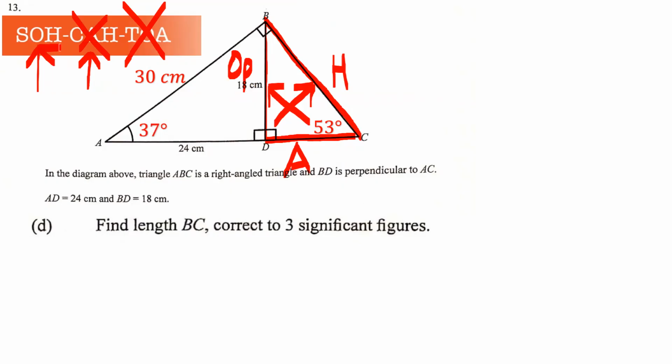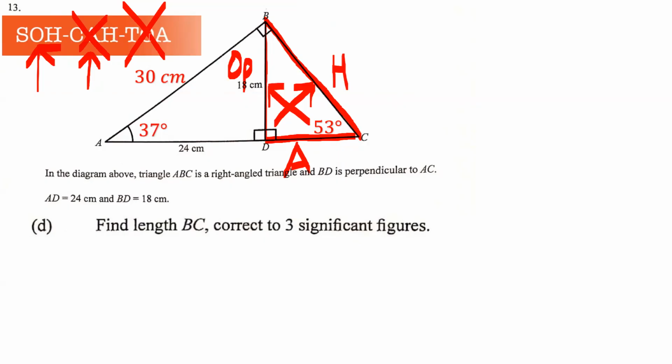Why are we using sine again? Because we have the opposite, which is 18 centimeters, and we are trying to find the hypotenuse, which is unknown, but we can find it because we could use the sine formula, which has h in it, right? Which has the hypotenuse accounted for. So that's how you think through choosing which trig ratio to use.